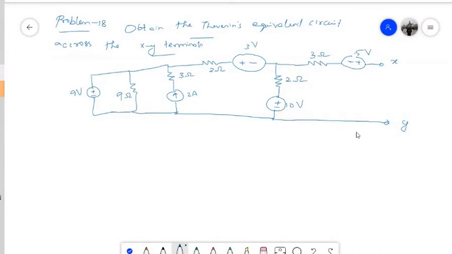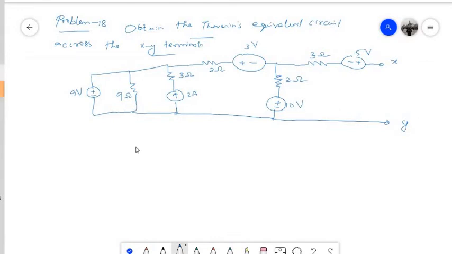So these are the XY terminals. You need to find the Thevenin's equivalent circuit across these XY terminals, which means that the entire circuit that you see here on the left-hand side of this XY terminal has to be replaced by the voltage source, that is the open circuit voltage, in series with the Thevenin's equivalent resistance RTH. Okay. So let us proceed step by step.